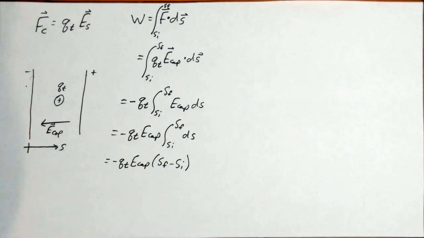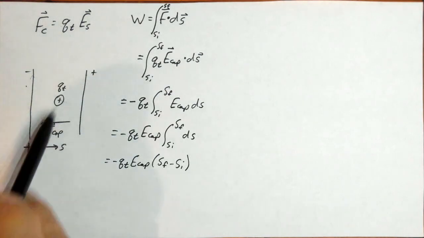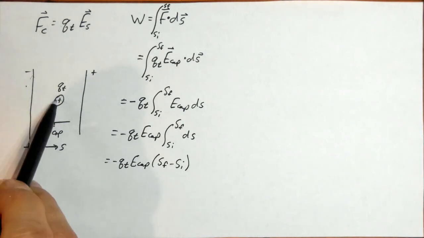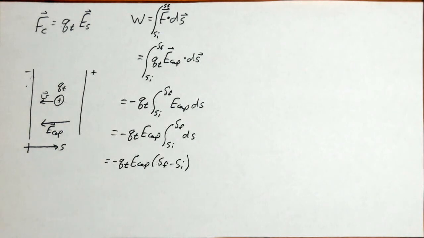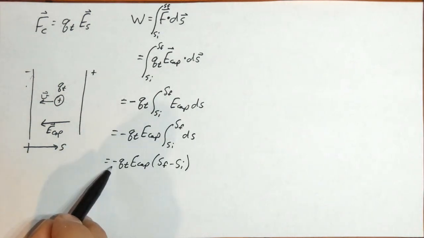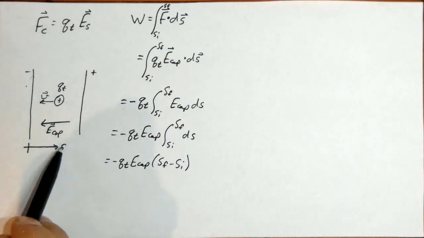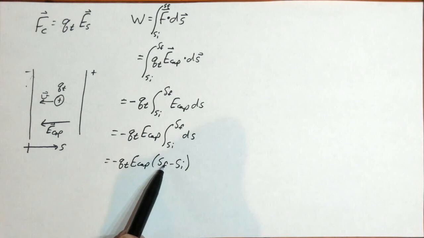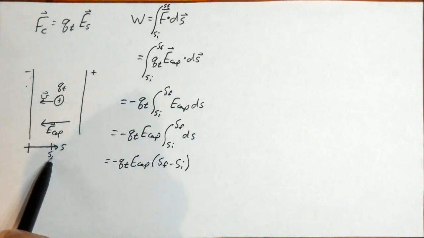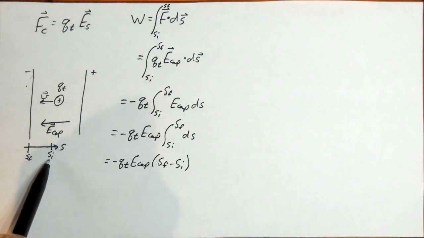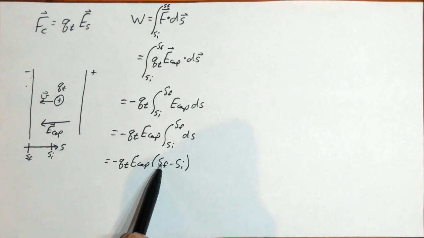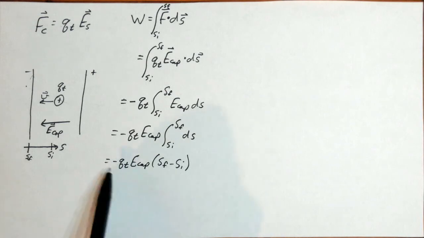All right, and that equals the work. Now, the capacitor is doing work on the particle. The force is to the left, and the particle moves to the left, which means the work should be positive. But I see a minus sign right here. Well, being careful, because of this coordinate system, we chose to the right being positive. That means when the particle starts over here at S initial and ends over here, S final is closer to 0 than S initial is. So this is a small number minus a big number, and we get a negative sign. Okay, so that still ends up working out.